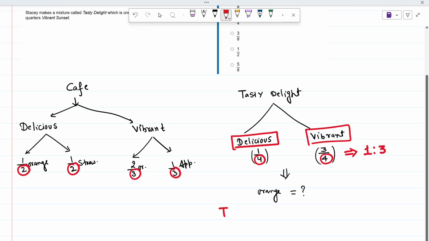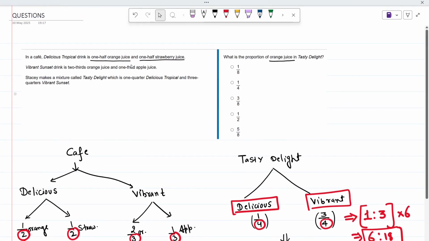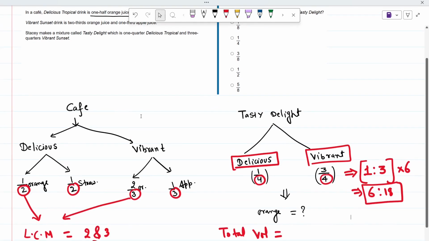Right? So how can we assume our total volume? You have to take the LCM of these denominators, 2 and 3. The LCM of 2 and 3 is equal to 6. So you should multiply this ratio by 6, and you will get 6 is to 18. So we can assume our total volume of this mixture as 6 plus 18, that is 24 liters or units.